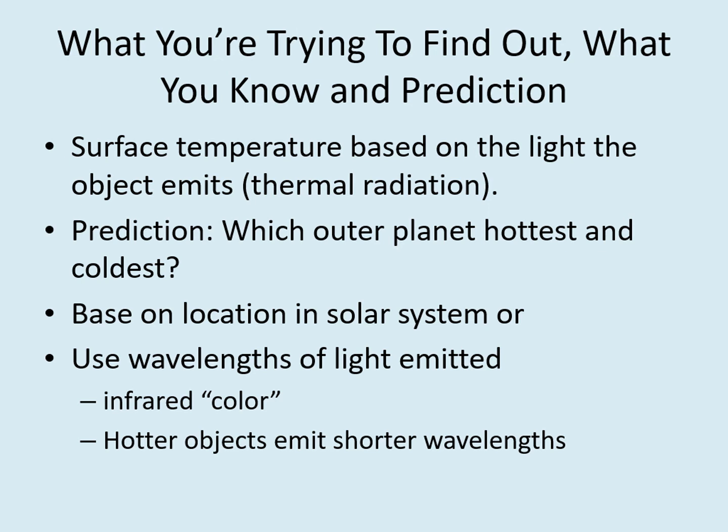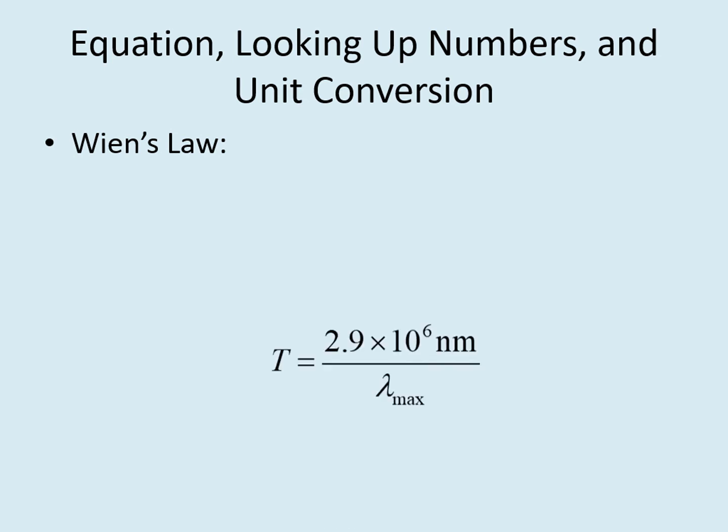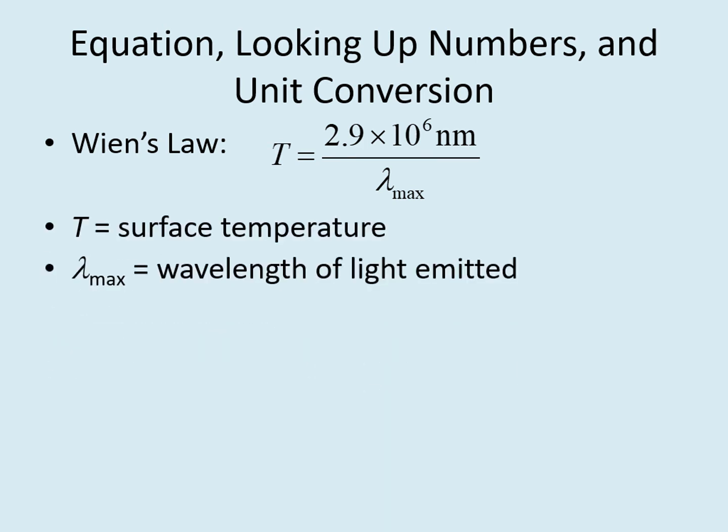I should add here that by surface temperature, we're really describing the temperatures of the cloud tops. Most outer planets don't have solid surfaces, so cloud tops is usually the best we can do for a surface on these worlds. The equation that connects the peak wavelength of light to the temperature of the object producing that light is called Wien's Law. This is given by T equals 2.9 times 10 to the 6th nanometers divided by lambda. T is the temperature, and lambda is the peak wavelength of light produced.